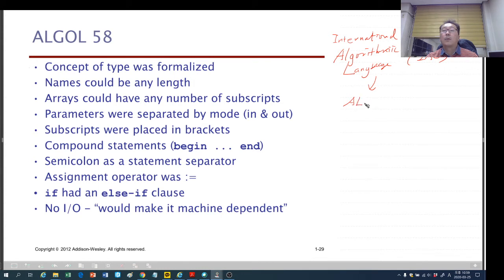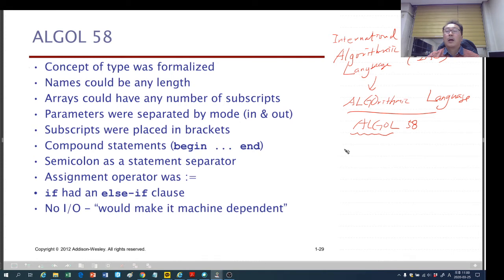So ALGOL is for Algorithmic Language. Now it is called ALGOL. And it was defined in 1958, so it is called ALGOL 58. 그래서 IAL이라는 이름으로 처음 정의됐고 이후에 이제 이름을 공식적으로 알골이라고 정하게 됐습니다. 알골은 알고리드믹 랭귀지의 준말로 알고리즘.